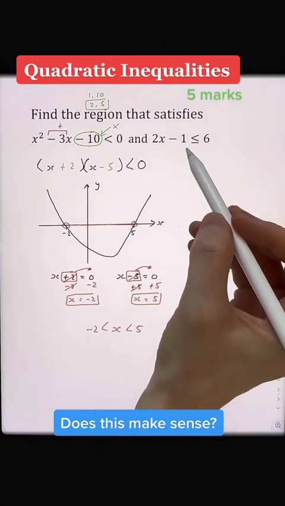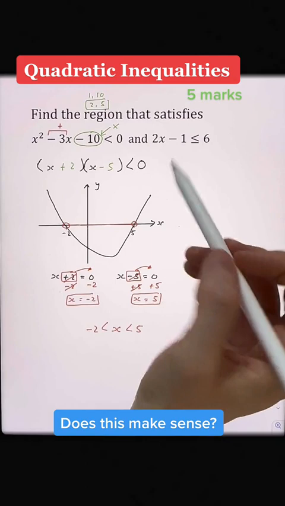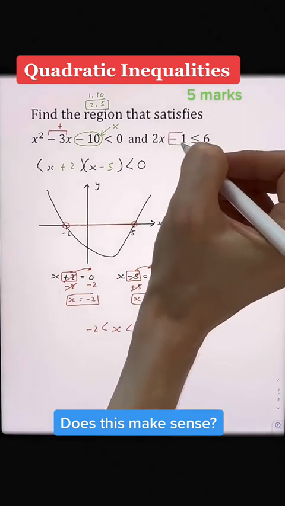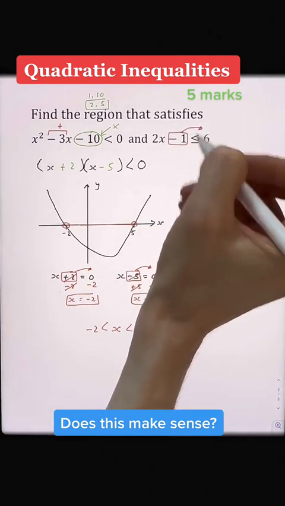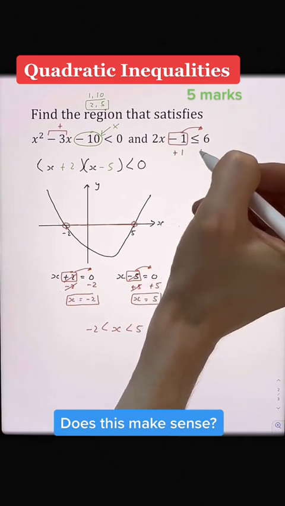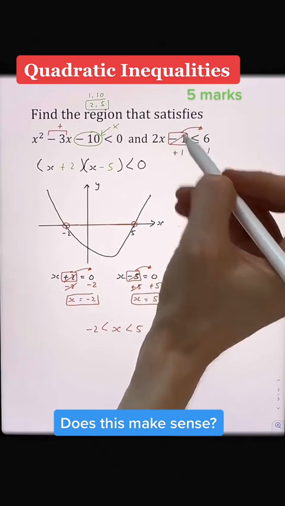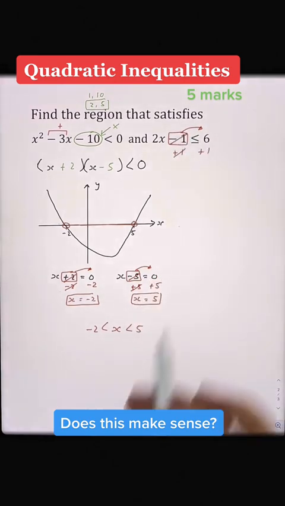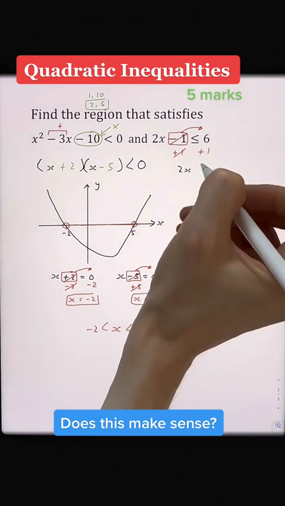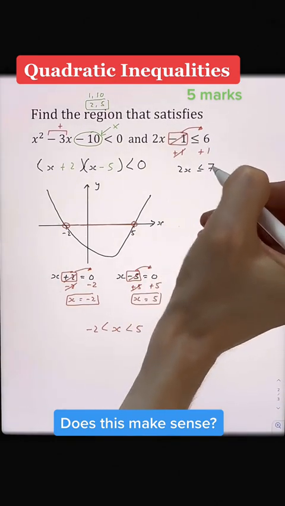Now, solving my linear inequality, as I want to get x by itself, I know my first step is to eliminate the negative 1 by doing the opposite. The opposite of minus 1 is to add 1 to both sides. On the left-hand side, negative 1 add 1 will cancel to leave us with 2x. And on the right-hand side, 6 add 1 gives us 7.